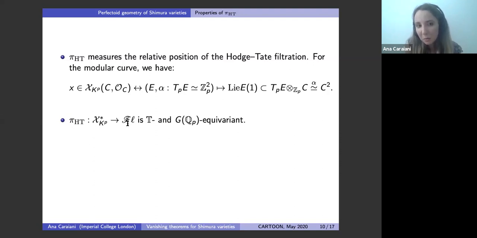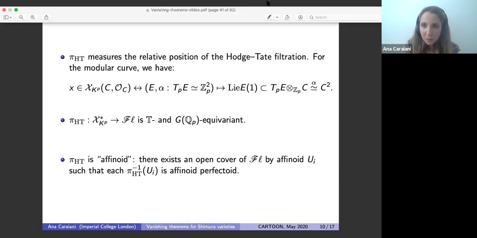And pi Hodge-Tate is equivariant for T in the sense that it's equivariant for the Hecke action here and the trivial action here. On the other hand, if you identify the space with the inverse limit of Shimura varieties at lower levels Kp, you have a natural action of G(Qp) on this tower. And you also have a natural action of G(Qp) on this flag variety. And this Hodge-Tate period morphism is also equivariant for that. It's essentially by construction. That's something you can check in this case.